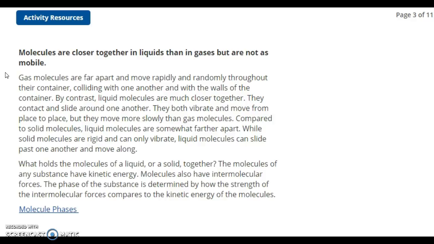What holds the molecules of a liquid or solid together? The molecules of any substance have kinetic energy. They move. Molecules also have intermolecular forces. The phase of the substance is determined by how the strength of intermolecular forces compares to the kinetic energy of the molecules. I would write that sentence down. And then if you haven't already, write down what intermolecular forces are. It's how one molecule interacts with another molecule next to it.